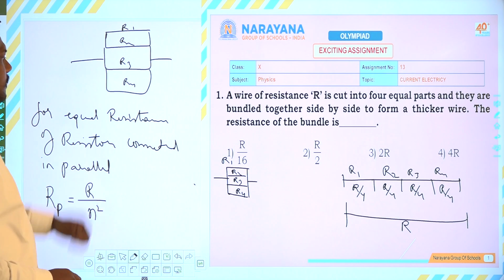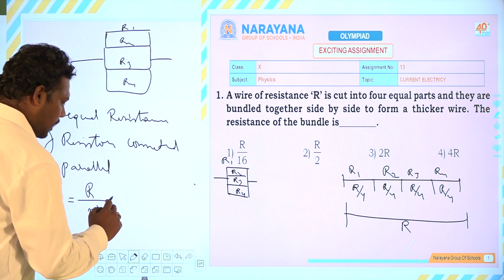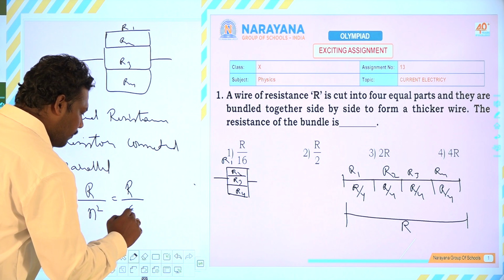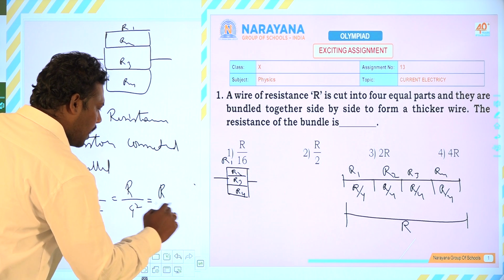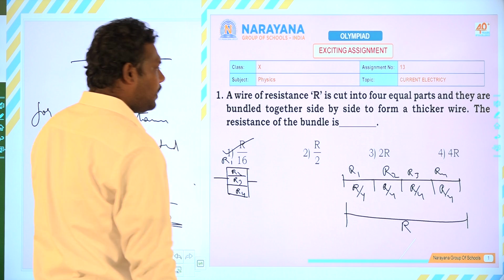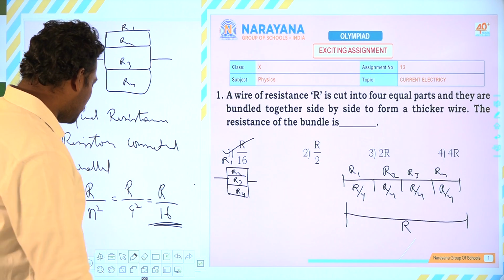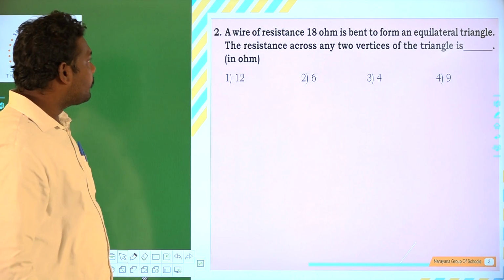the number of resistors. So here we are having 4 resistors and the total value of the resistance is R. So R by 4 square, which is R by 16. The resistance of the bundle will be R by 16. Let us get into the second question.